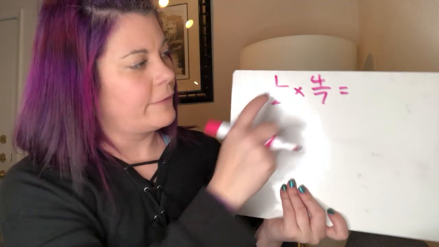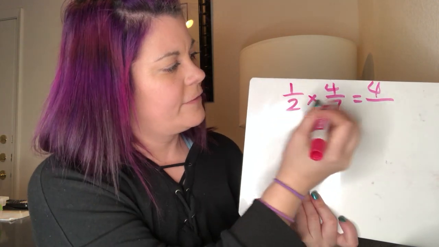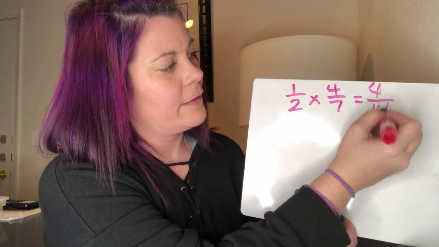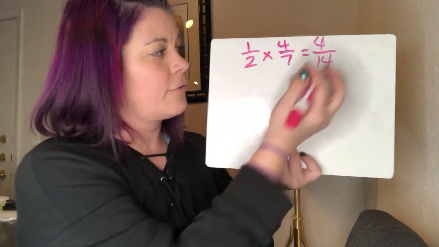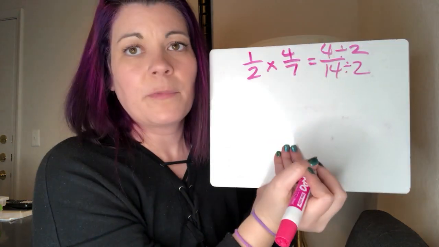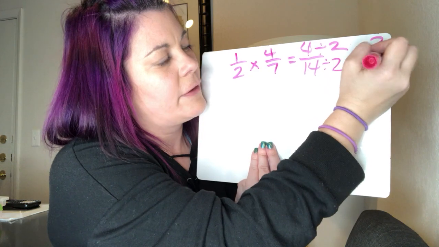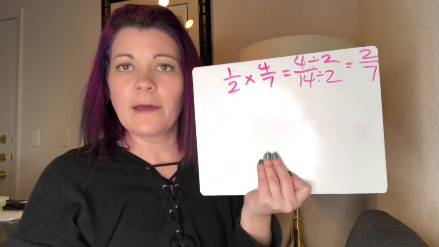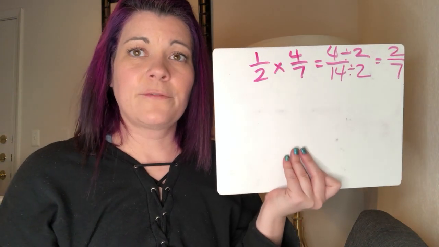1/2 times 4/7. Okay, so 1/2 times 4/7, multiply straight across. 1 times 4 is 4. 2 times 7 is 14. Oh, we have to reduce. We have to reduce because 4 and 14 both have a common factor of 2. We can divide them both by 2. 4 divided by 2 is 2. 14 divided by 2 is 7. So we have a fraction of 2/7. You can't forget to reduce, okay? Can't forget to reduce.